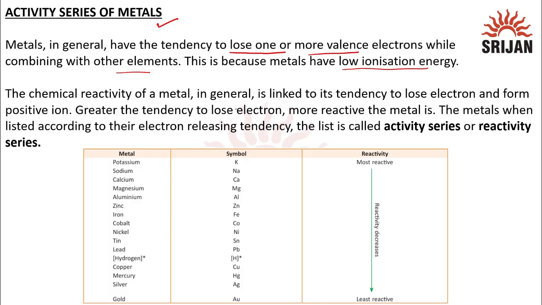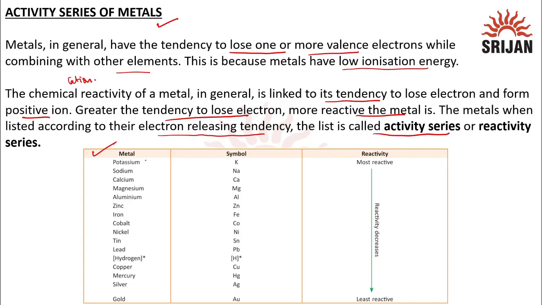Now, the chemical reactivity of a metal in general is linked to its valence shell electrons, or the tendency to lose the valence shell electron to form the positive ion known as the cation. The greater the tendency to lose the electron, the more reactive the metal is. When metals are listed according to their electron-releasing tendency, the list is called the activity series or the reactivity series.